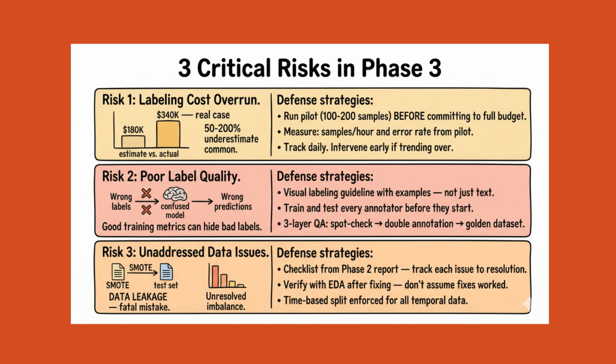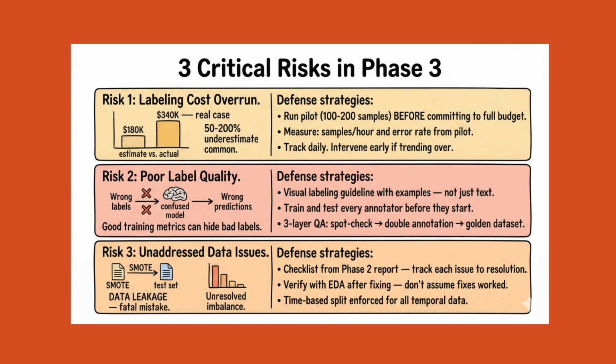Phase 3 has 3 risks that dominate almost every project. Risk 1 is labeling cost overrun, the most common risk in Phase 3. Initial estimates made without a pilot are frequently 50 to 200% too low. Causes: underestimated complexity, overestimated annotator productivity, unbudgeted rework.